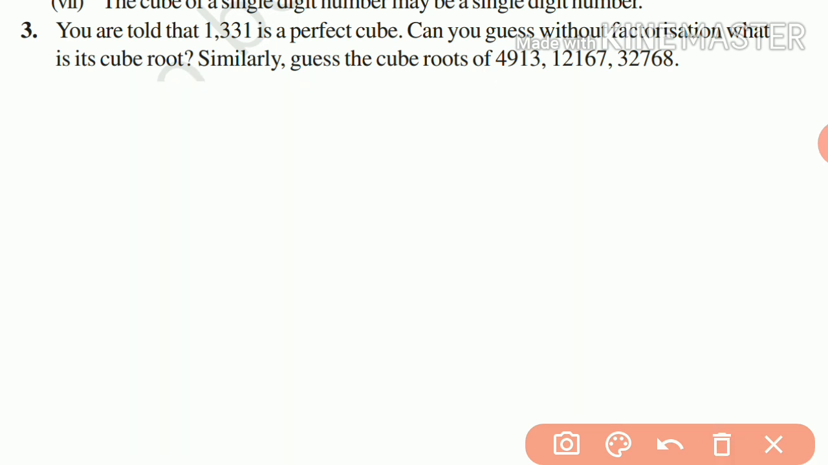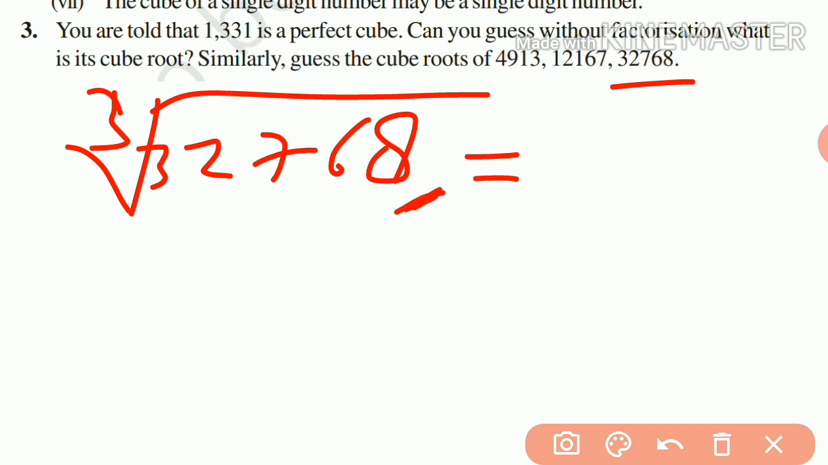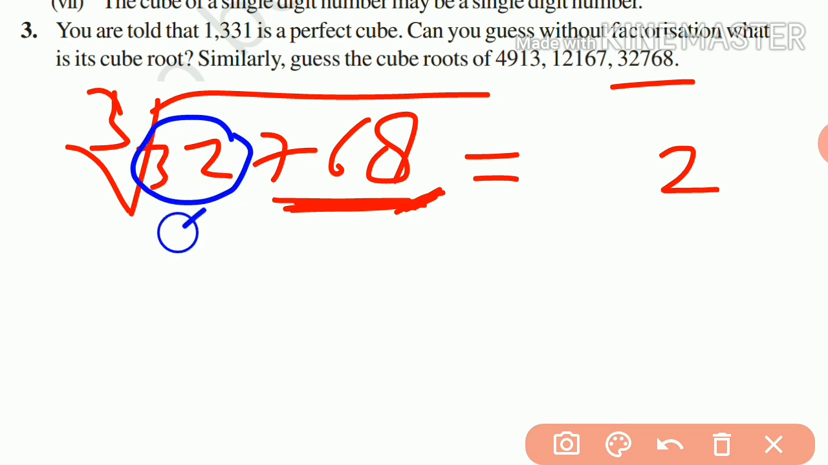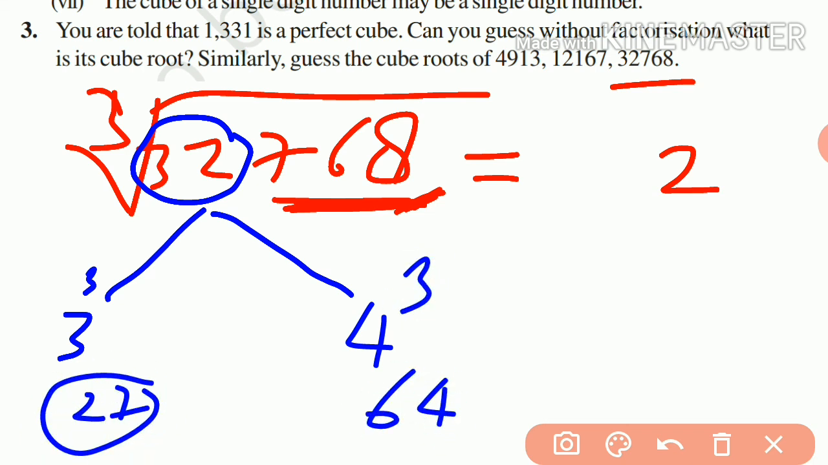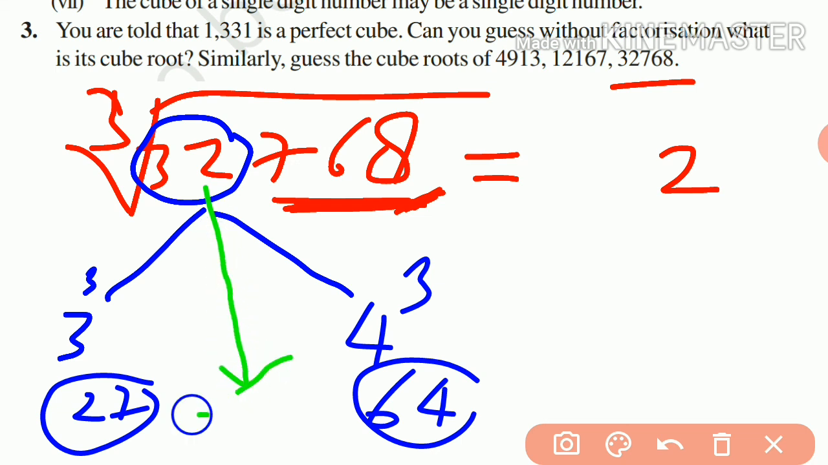Similarly, next is 32768, and the cube root of this number will be, the unit place is 8, so 8 corresponds to 2, and we will leave these three digits, and then here is 32, and 32 lies between 3 cube, which is 27, and 4 cube, which is 64. 32 lies between 27 and 64.